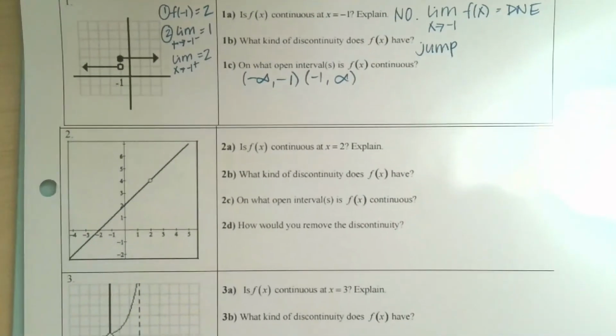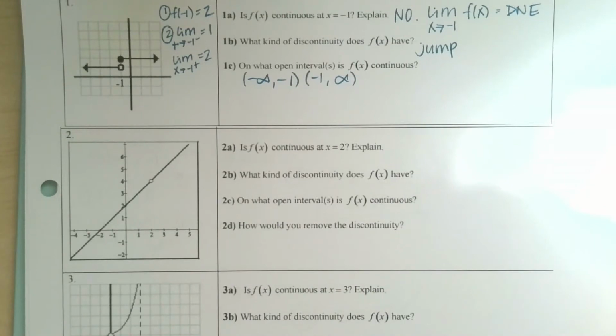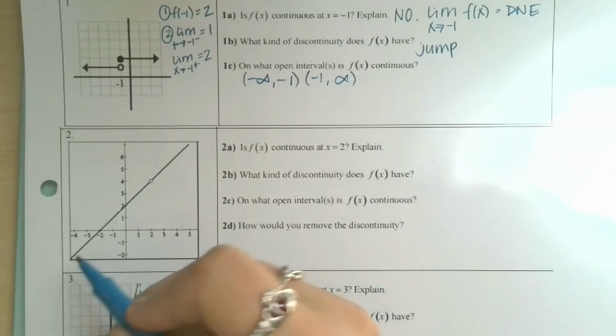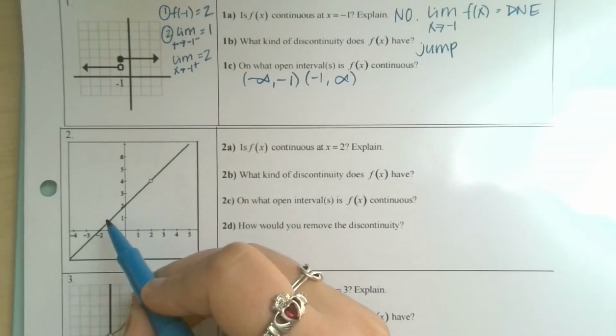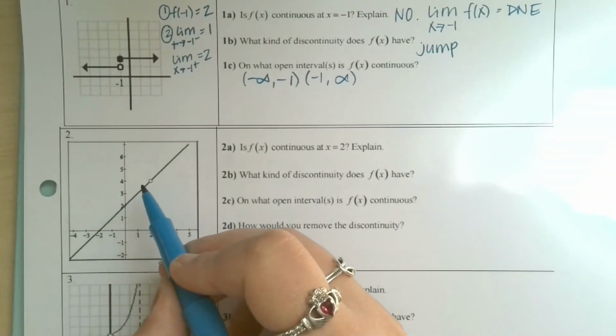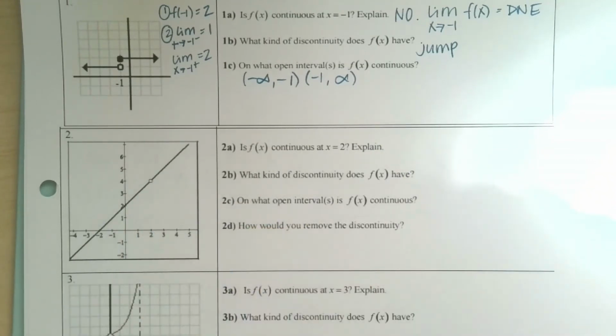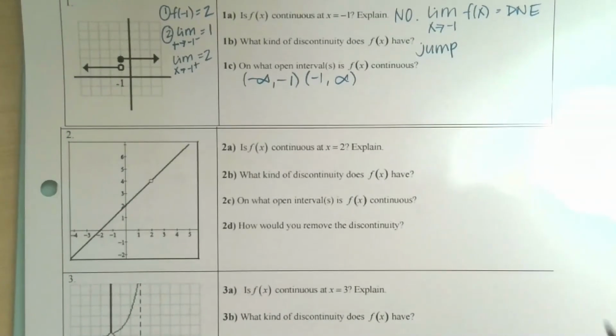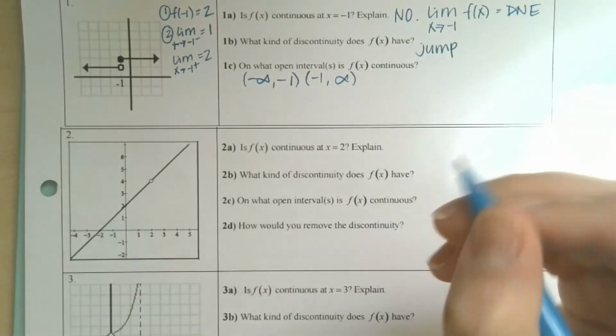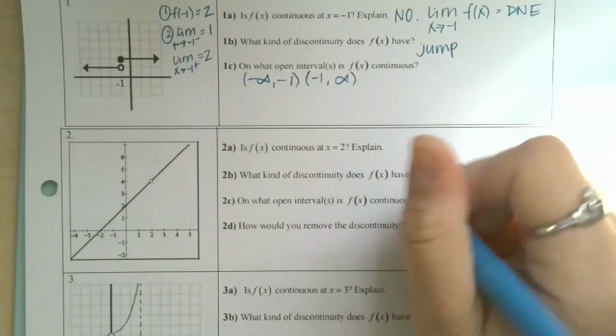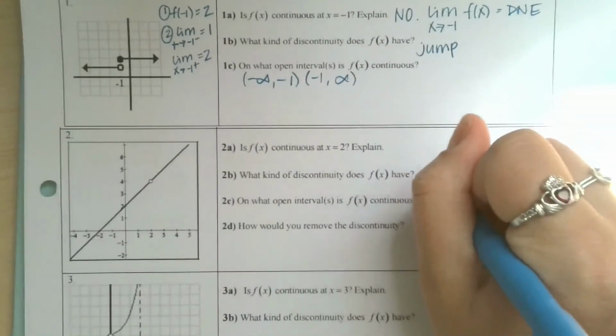Next one, number 2. We need to think, is f of x continuous at x equals 2? So we can just sketch it. You can go, can we draw this whole thing without picking up our pencil? Oh, nope. We have a hole here. Remember, that type of discontinuity is called removable.